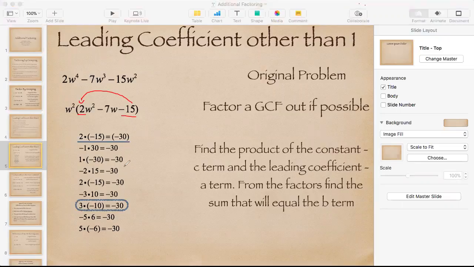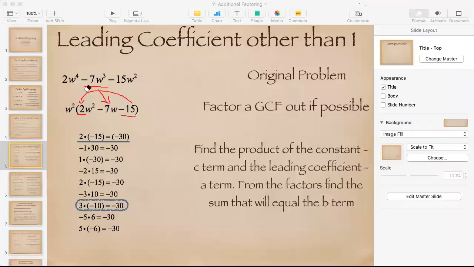I'm going to go through and find all of the products that equal negative 30. So negative 1 times 30 is negative 30. 1 times negative 30 is negative 30. And you guys can see the process and notice there are a lot of different factors. So I have them all written, and then I find out, well, which one works that's also going to be the sum of the middle term. Sorry, I was on the wrong one. So we want the negative 7 here in the middle, negative 7w.